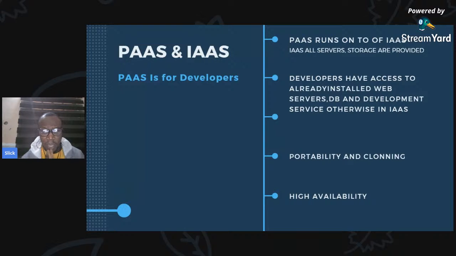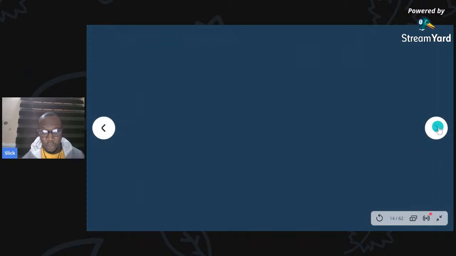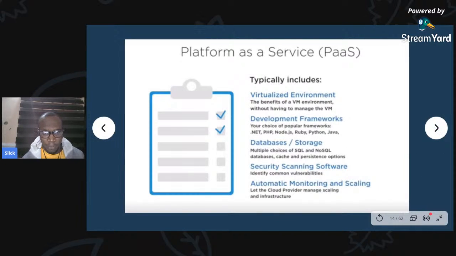In IaaS, in infrastructure as a service, you are straightforward: you are allowed to do things on your own, the kind of storage you want, the kind of services, network, and configuration. You are the one who is going to do that for yourself. So that's basically it.